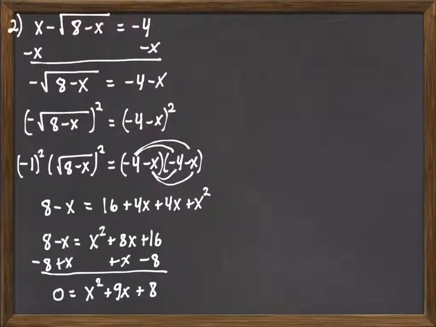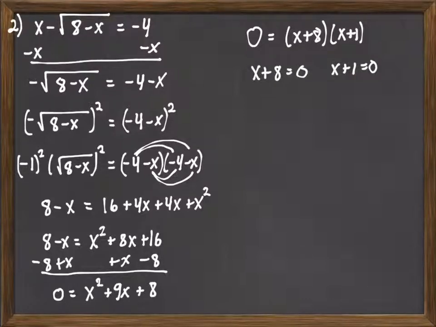So we solve by factoring. Things that multiply to be 8 that add to be 9. Be a positive 8 and a positive 1. And then we use our zero factor property to set each of those factors equal to 0. That's the only way it could be true. And then we solve each of those equations. And so at this point we get two solutions. But because we squared both sides, right now those are just candidates to be solutions. We now need to go back and check each one individually.